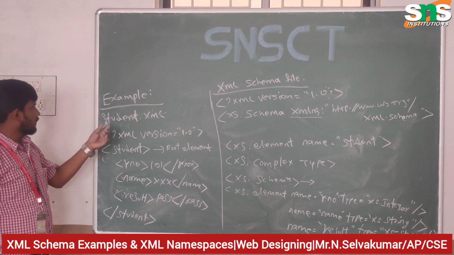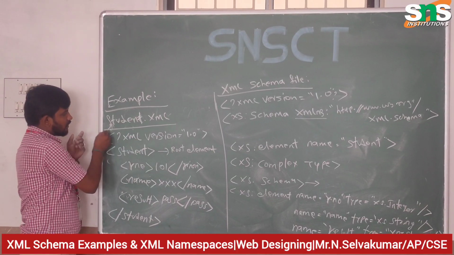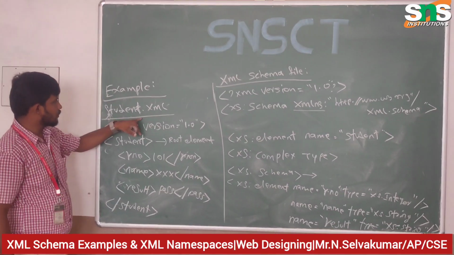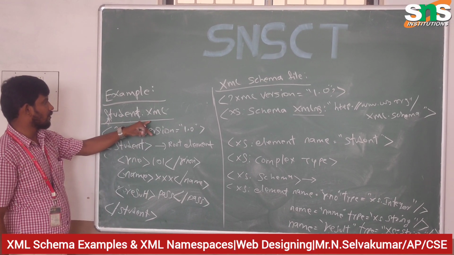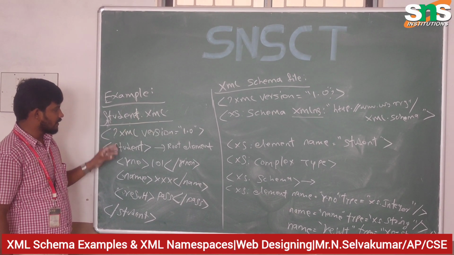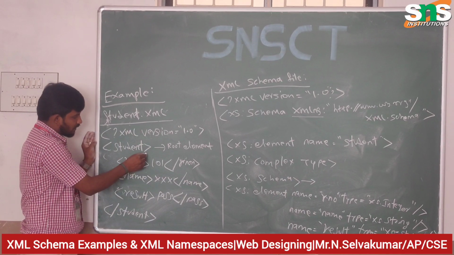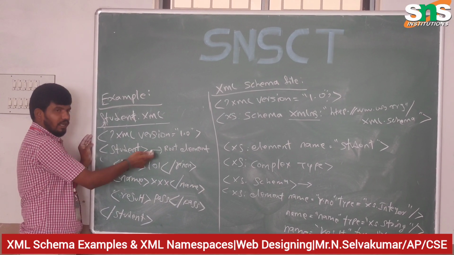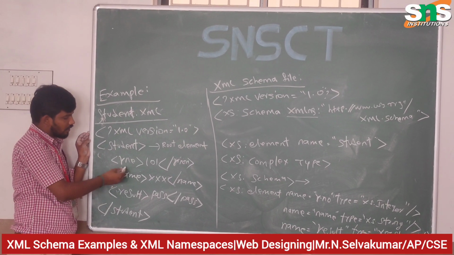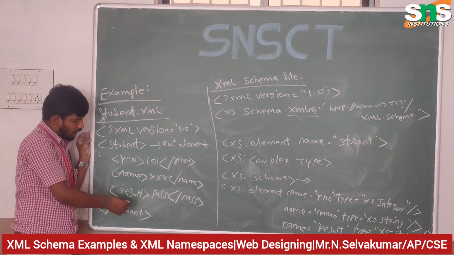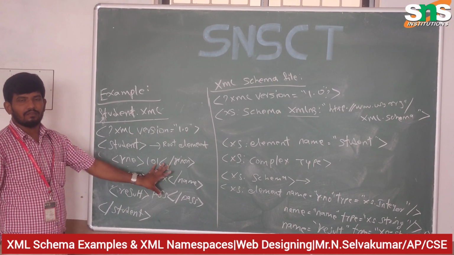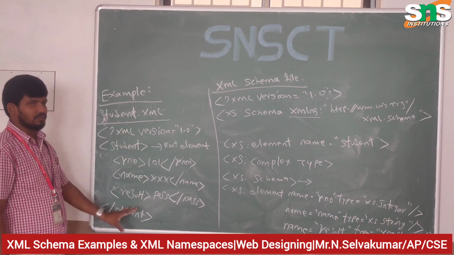This code is a simple XML program. We have to store the XML file with the name dot XML. This is student.xml. In this XML code, we have student as the root element. In this root element, we have child elements called roll number, name and result. We have to define our own tags for an XML document. So this is a simple XML document.